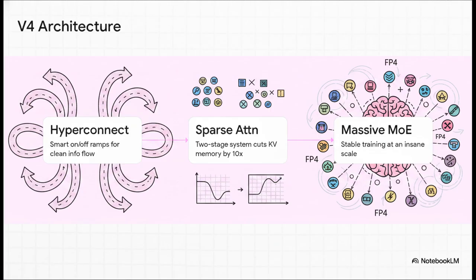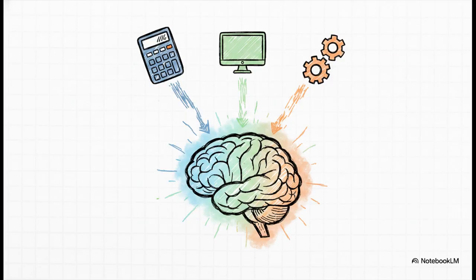Oh, and they trained this whole thing on a staggering 32 to 33 trillion tokens, ramping up from a 4K sequence length all the way to that 1 million token capacity. But they didn't just stop at the raw architecture. DeepSeek has this brilliant post-training pipeline for a specific version they call V4 Pro Max.